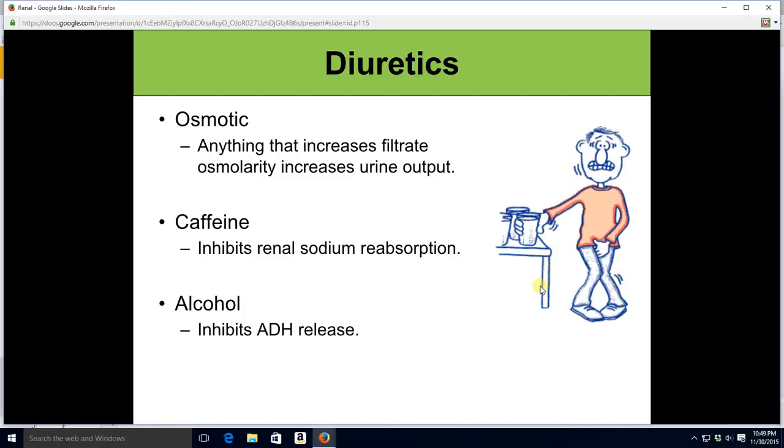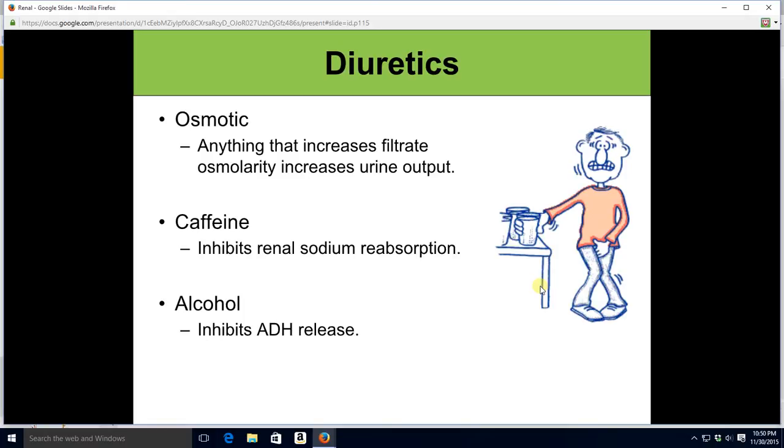Some diuretics are osmotic diuretics, where they increase the particle count of the filtrate, thus dragging more water into the filtrate, and thereby increasing the urine output. Caffeine is a commonly noted diuretic, and it stops the reabsorption of sodium in the kidney. You reabsorb less sodium, you reabsorb less water, which means more water gets peed away.